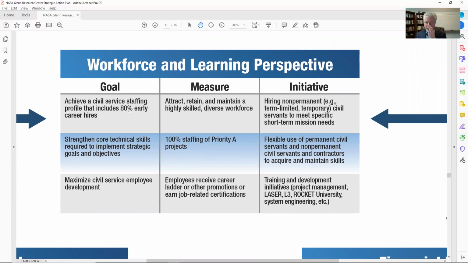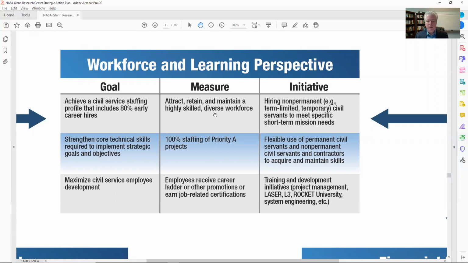And then the initiative to me, I'm trying to look over there and go, well, let me look at it really quick. Hiring non-permanent civil servants. So how they're going to try to achieve those goals is what I'm seeing. I don't know this document. It's their document. I'm reading it for the first time, but they want to achieve civil service staffing profiles that include 80% early career hires. I don't know what that means, but I'm assuming it means hiring people early in their career.